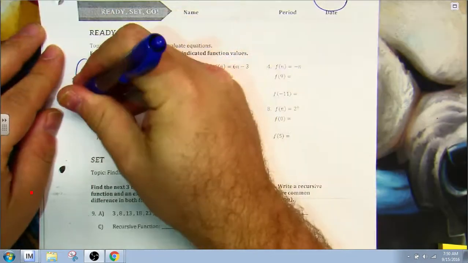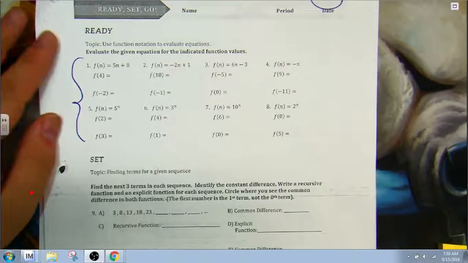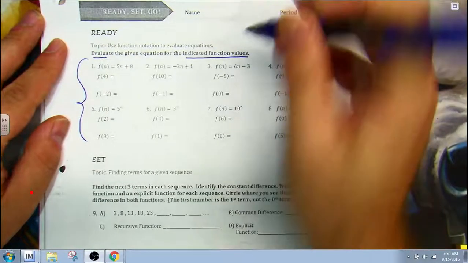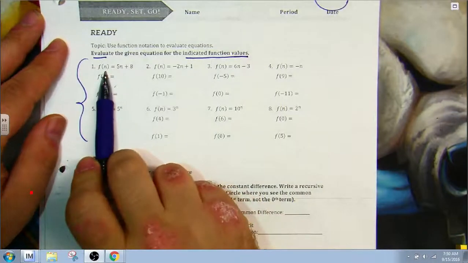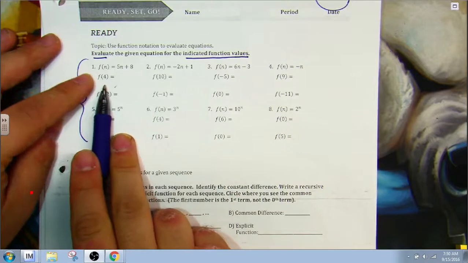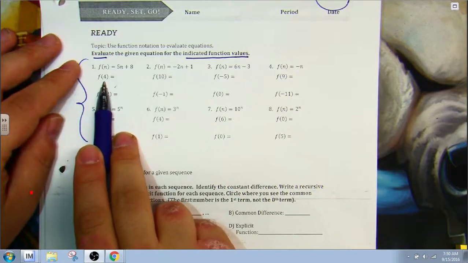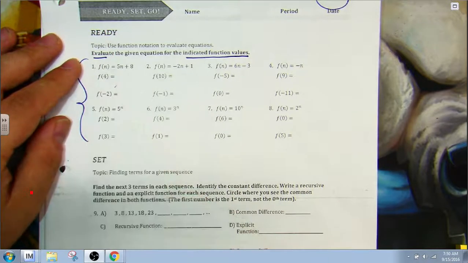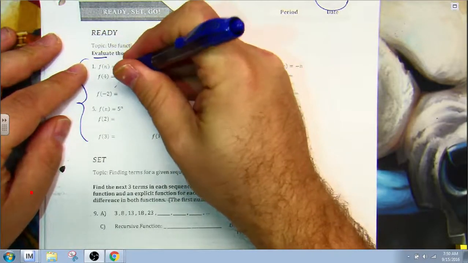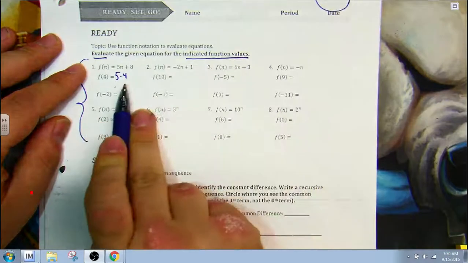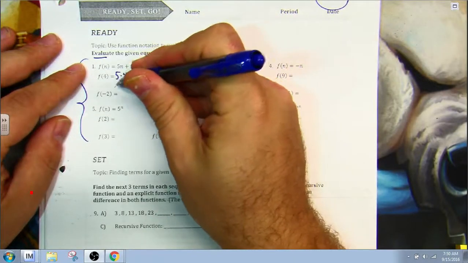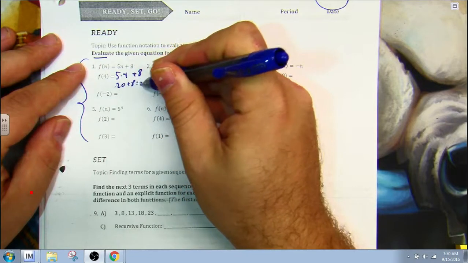This very first section should be mostly review, where what it's asking us to do is evaluate for the indicated function values. So it'll give us something in function notation. We'll get an f of n in many of these cases, and then it'll ask us to use whatever value they plug in for n here to evaluate it. So for this one, where it's 5n plus 8, and we're looking for f of 4, all we do is substitute 4 in for n and add 8. 5 times 4 is 20, plus 8 is 28, and we're done.